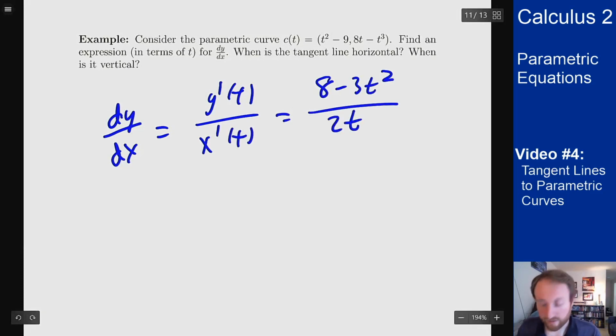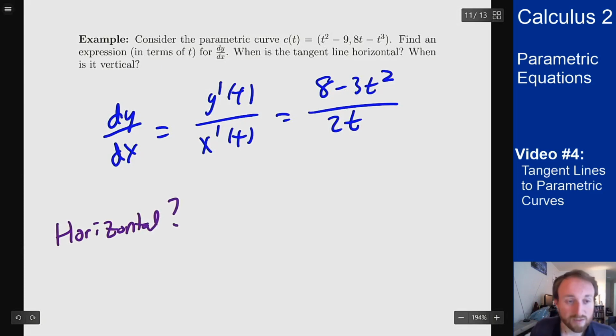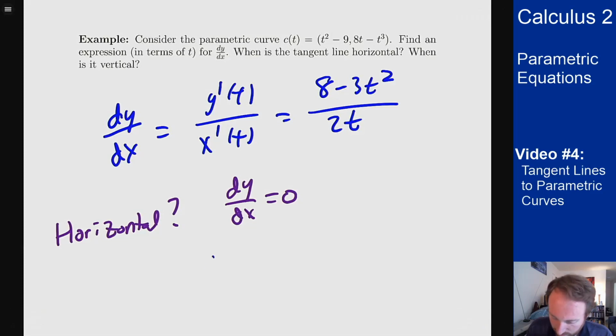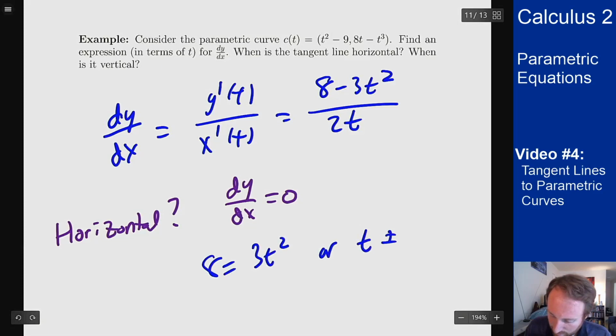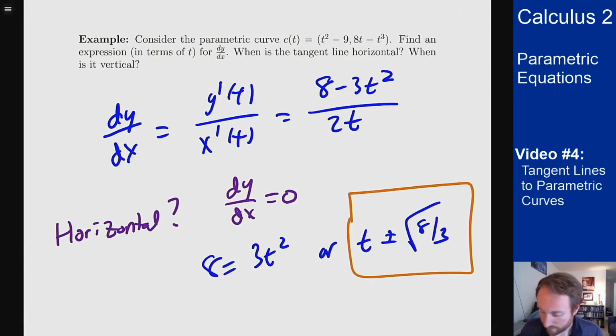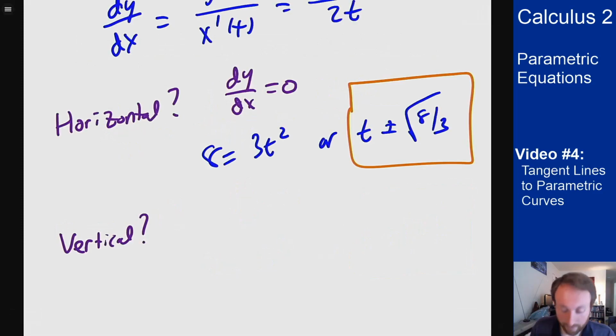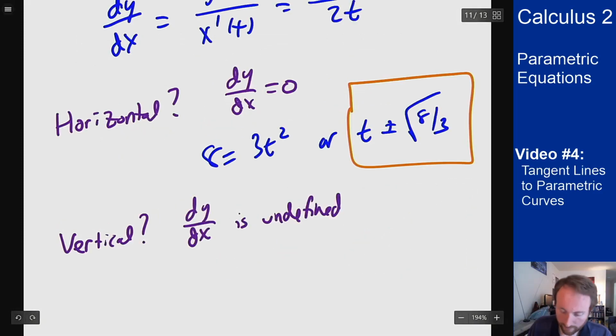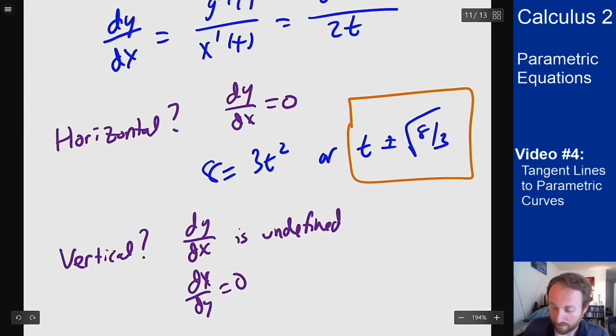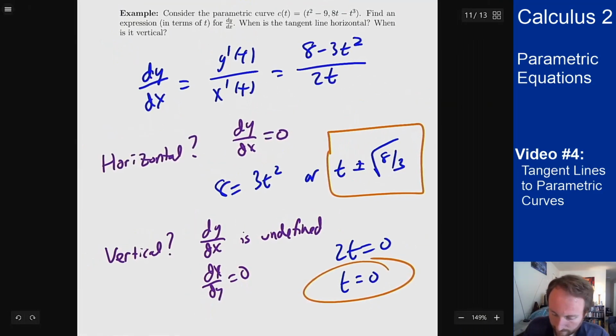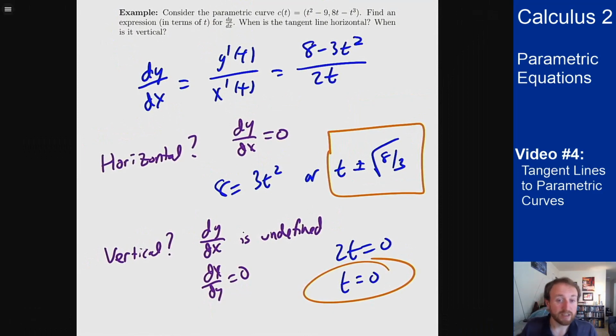Now, when is this line horizontal? Well, this is when dy dx is 0. Based on what I have above, this occurs when 8 equals 3t squared, or t is plus or minus square root of 8/3. When is this vertical? Well, this happens when dy dx is undefined. Or if you want to flip it over, when dx dy equals 0. Well, in this case, this just happens when the bottom is 0, or when 2t equals 0, so at t equals 0.